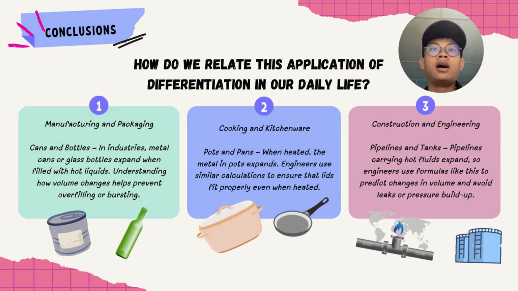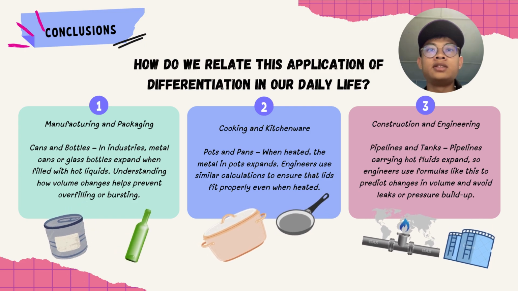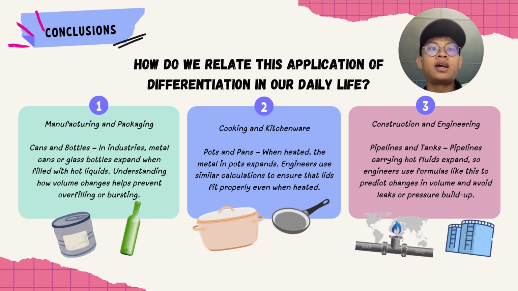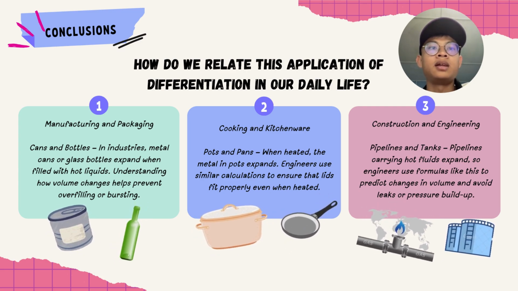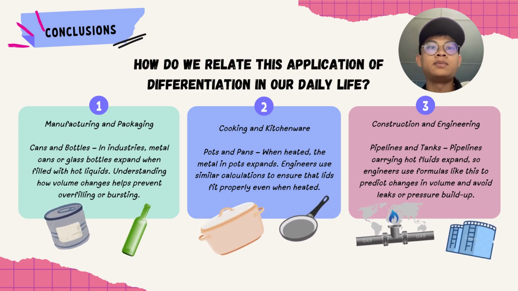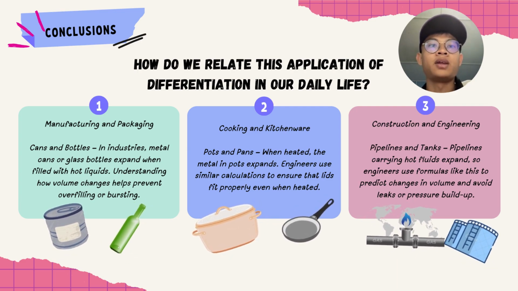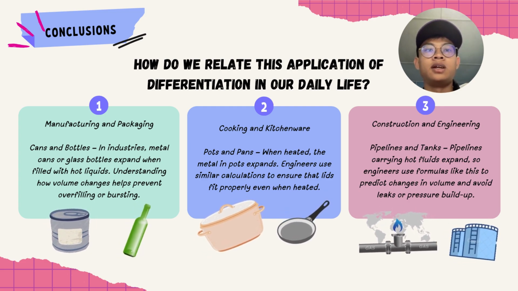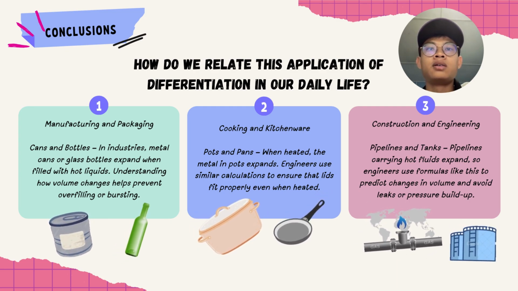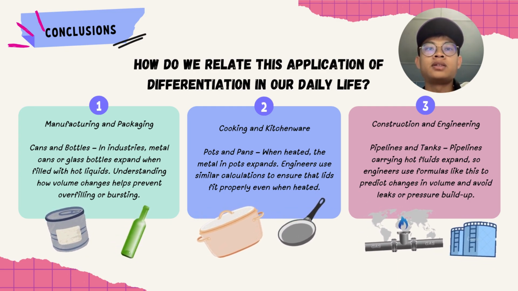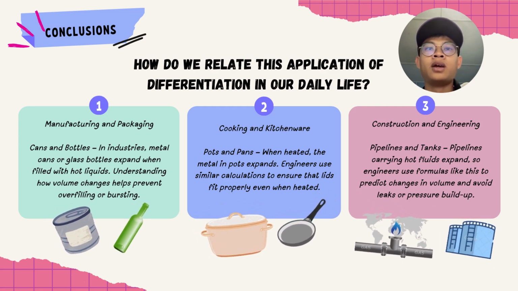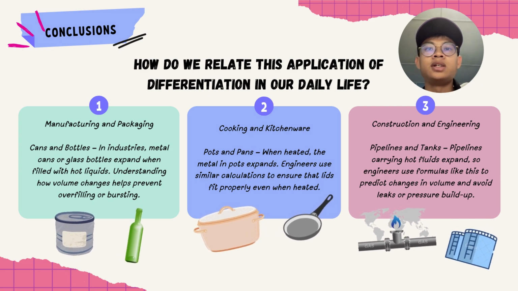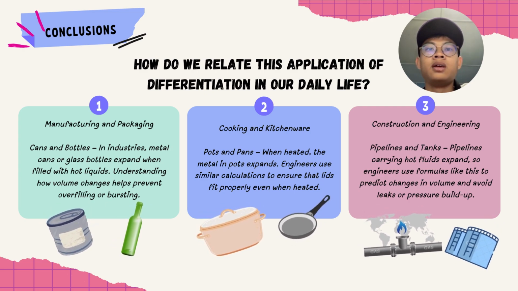Last but not least, how do we relate this application of differentiation in our daily life? First, manufacturing and packaging, cans and bottles. In industry, metal cans or glass bottles expand when filled with hot liquid. Understanding how volume changes helps prevent overfilling or bursting. The second is cooking and kitchenware, pots and pans. When heated, the metal in the pot expands. Engineers use similar calculations to ensure that lids fit properly even when heated.